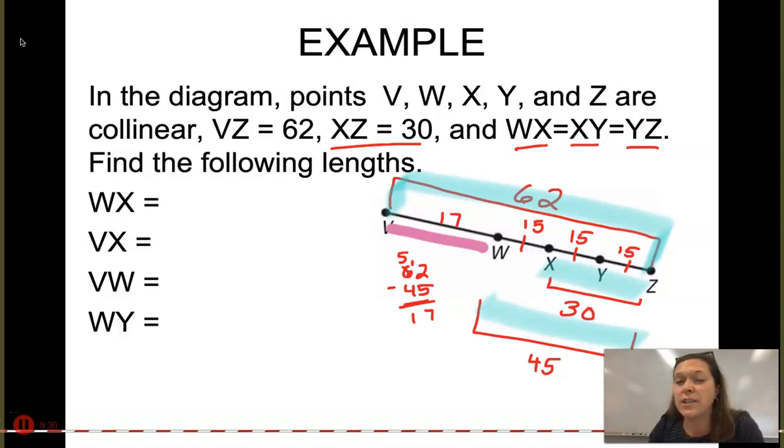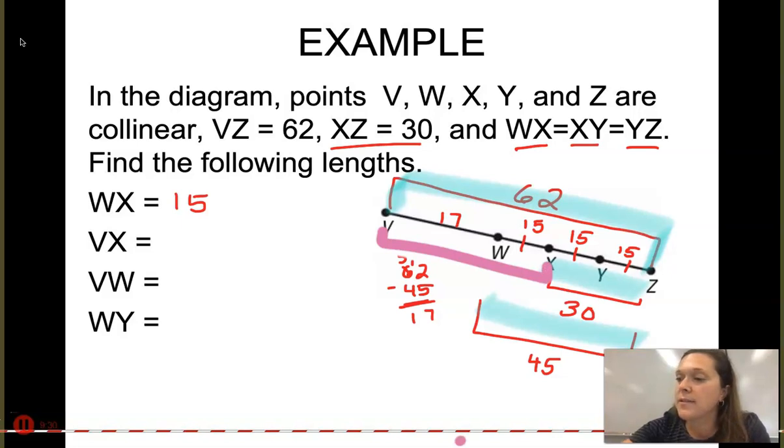Now I have all the information I need to solve the stuff over here on the left-hand side. So now let's go over there. W to X, we already have that labeled, is 15. V to X, we have to do some math there. So V to X is from here to here. So 17 plus 15 gets us 32. V to W, we have listed as 17 already.